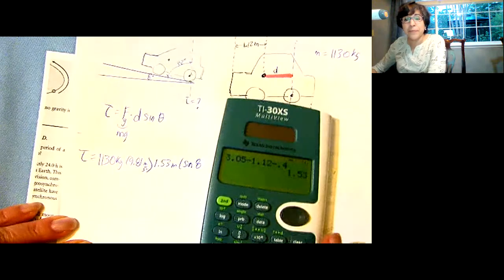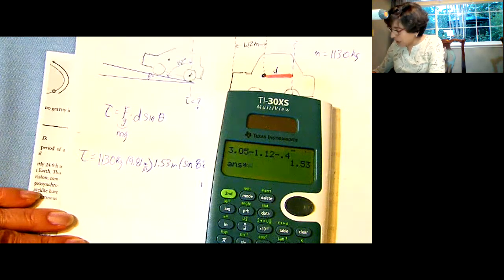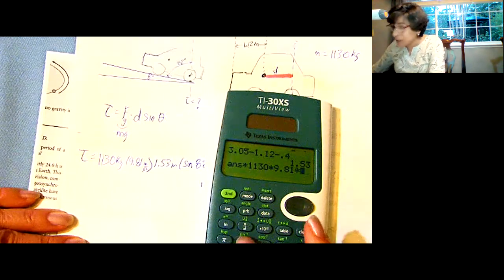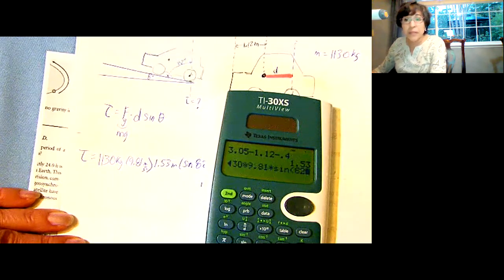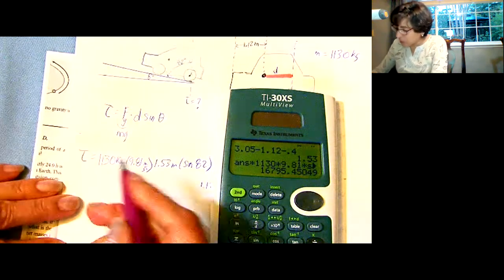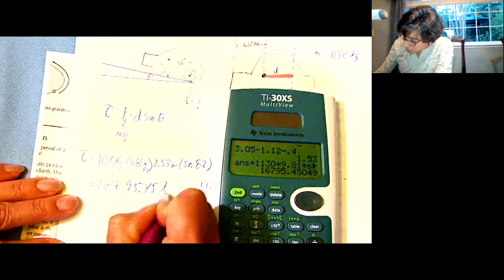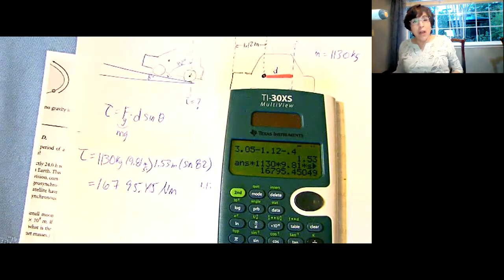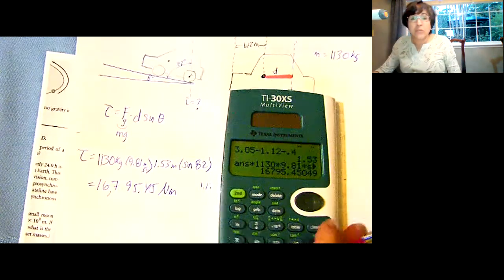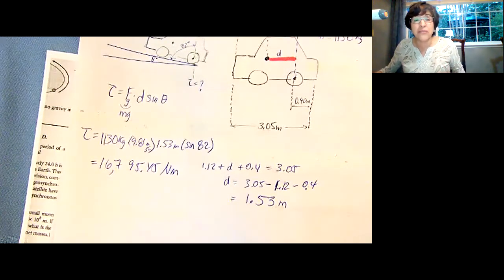Okay, let's plug that in. I'll leave the 1.53 there, times 1130 times 9.81 times the sine of 82. I think that was right, 82, yeah. And I get 16795.45 newton meters. So what is that really? That's 16,795.45 newton meters. Yes, it's appropriate since we have to worry about significant figures.